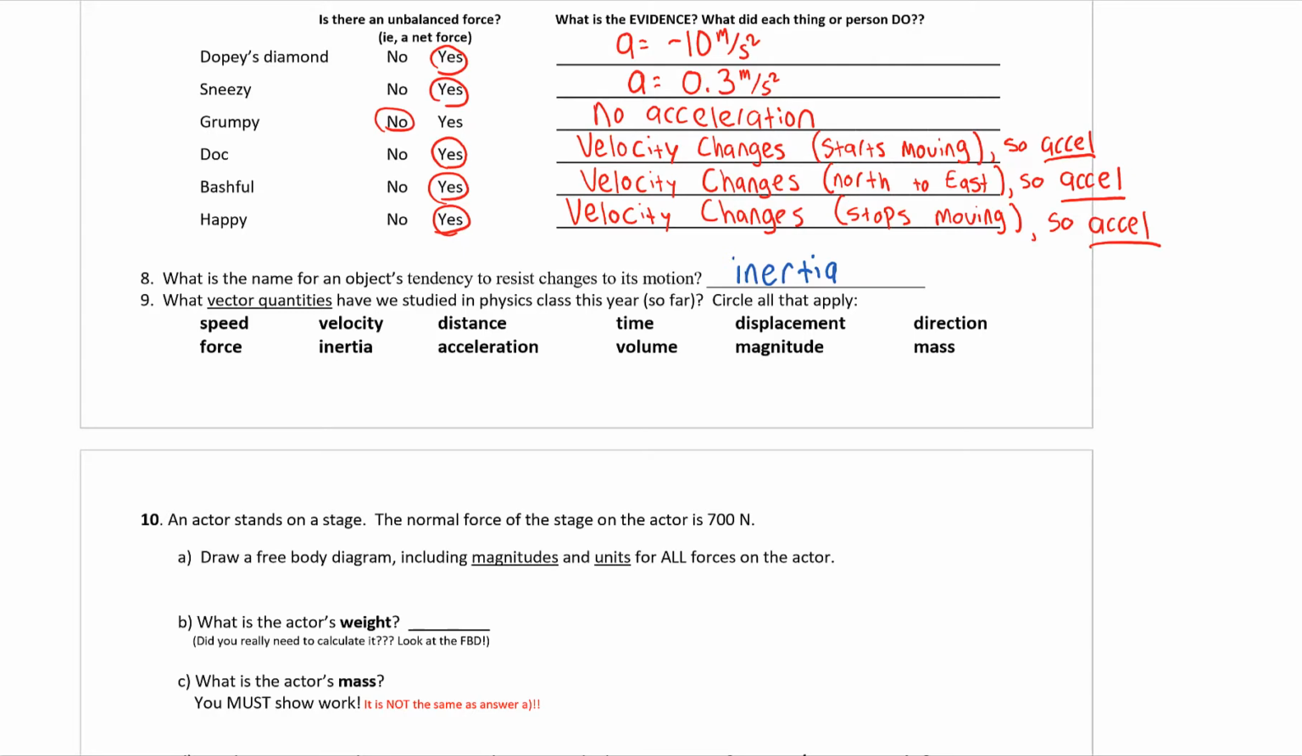Next, we have vector qualities. Now, a vector has both a magnitude and a direction. Anything that I have ever represented by an arrow in this class is a vector. Anything that I haven't isn't. So speed is not. You just read it off of your speedometer. No arrow. Velocity is, though.